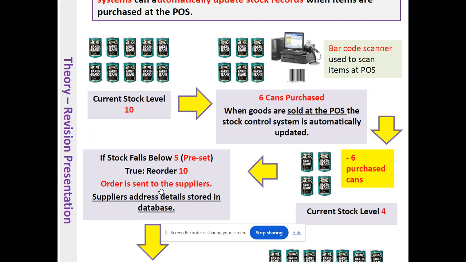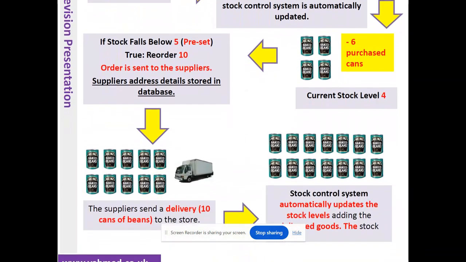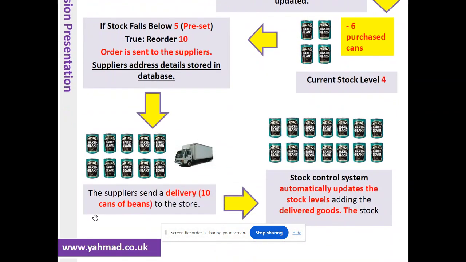We then have a preset. Okay, so for example, if a stock item falls below a certain value, so in this case here, if the stock falls below 5, which is the preset, then in the next order, we will automatically reorder 10 more cans of beans. Okay, and the supplier's address details are stored in the database. So then in the next delivery, the supplier sends 10 more cans of beans.